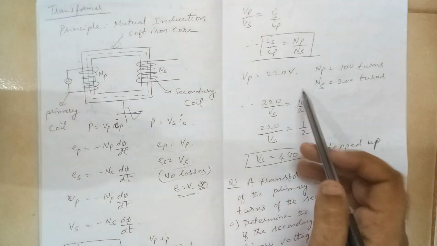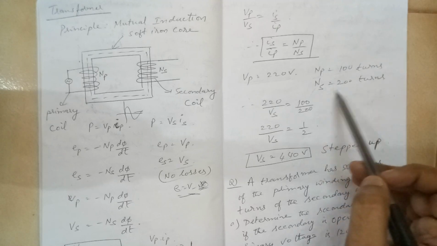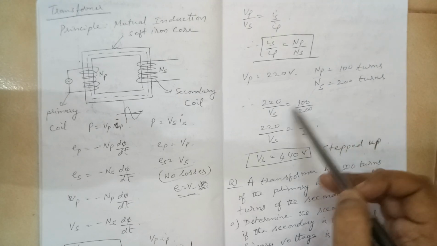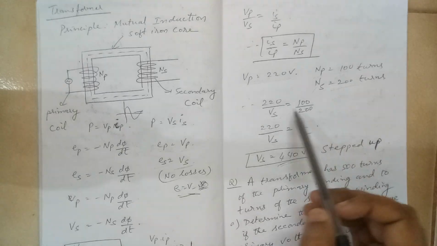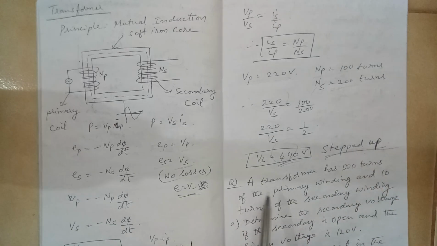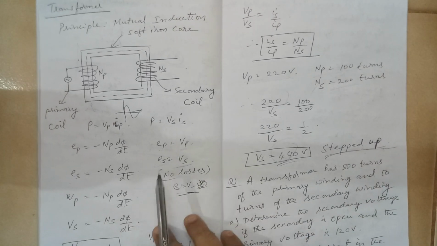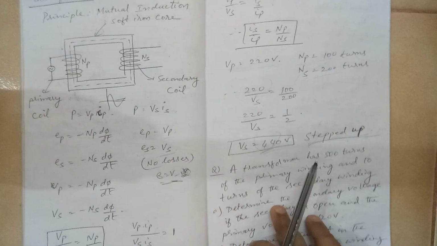Now, as I explained here, if Vp was 220 volts, Np 100 turns and Ns 200 turns, you can find out Vs. Here we have got 440 volts. So the input is 220 and output is 440, so it is a step-up. So this is the principle behind the transformer. Let us see some small numericals.